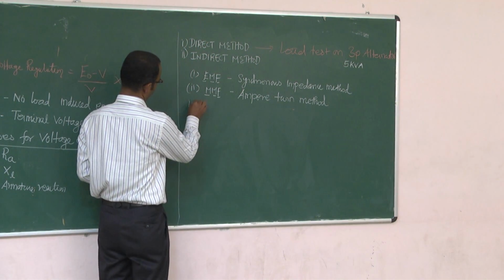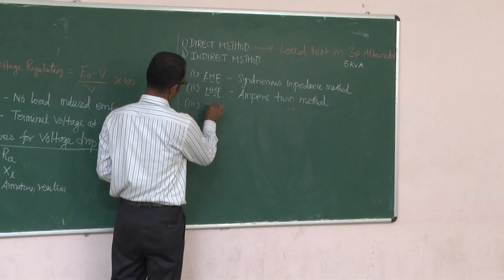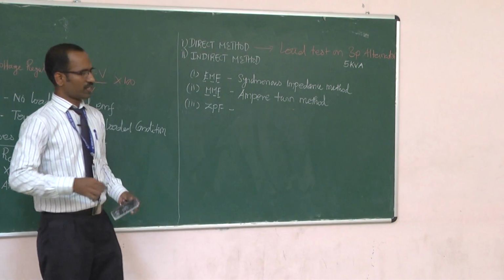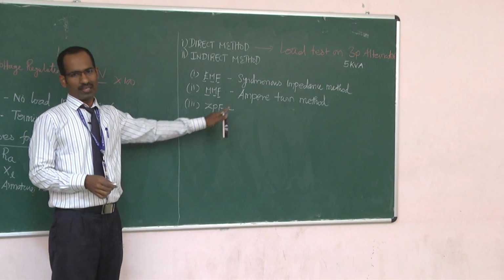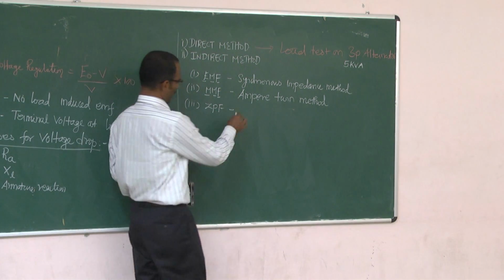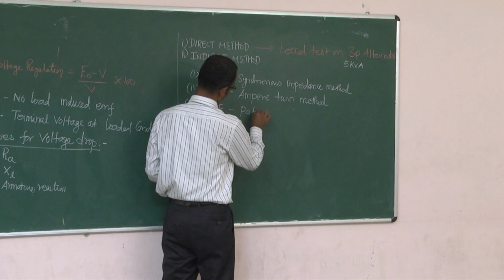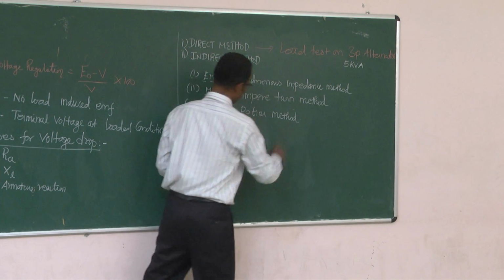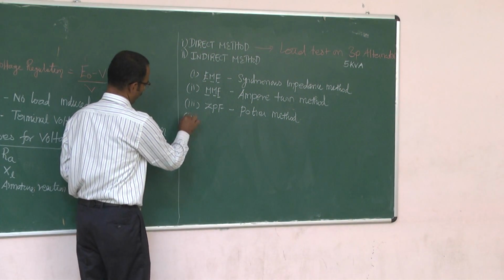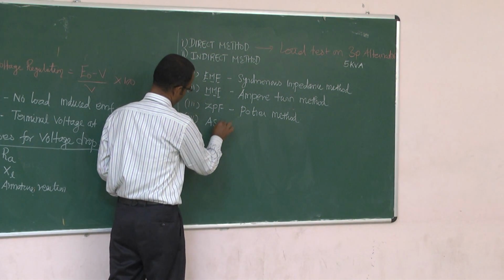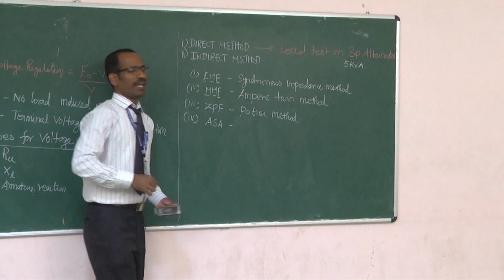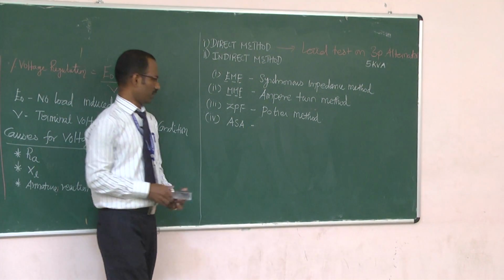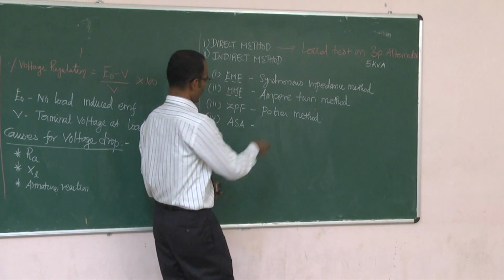Third one, the ZPF method. ZPF expansion is zero power factor method, or it is called the Potier method. The fourth one, the ASA method. The expansion of ASA is American Standard Association method. It is the modified MMF method.